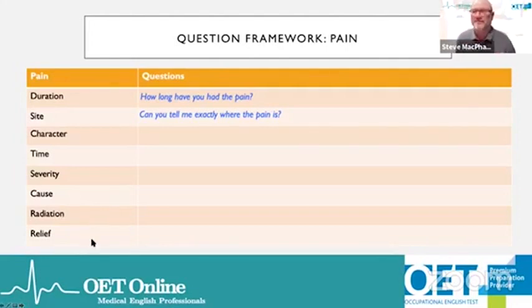Okay, character, the type of pain. How would you do this? We're describing, maybe a little hint. Can you use the word describe in a sentence, everyone? Can you use the word describe?